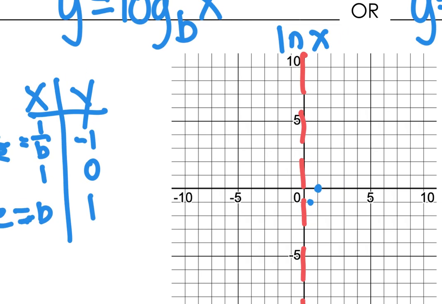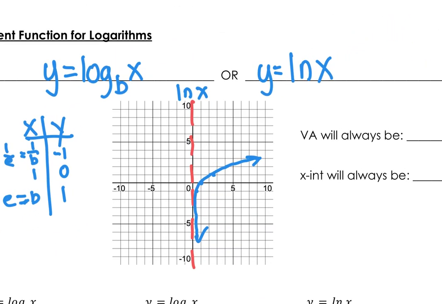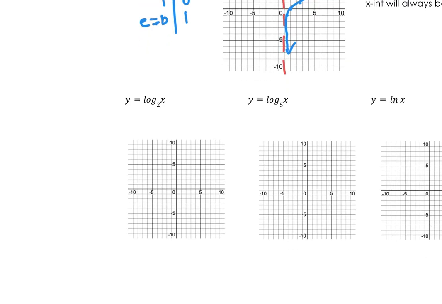And then the other one is 2.718, so that's almost 3, and go up 1. So 1, 2, 3, and I'm going to go up 1 right before it. Connect those points, and we have our graph right here. I'm going to go ahead and extend that graph a little bit further. If you notice here, our vertical asymptote will always be x equals 0, and our x-intercept will always be 1, 0.